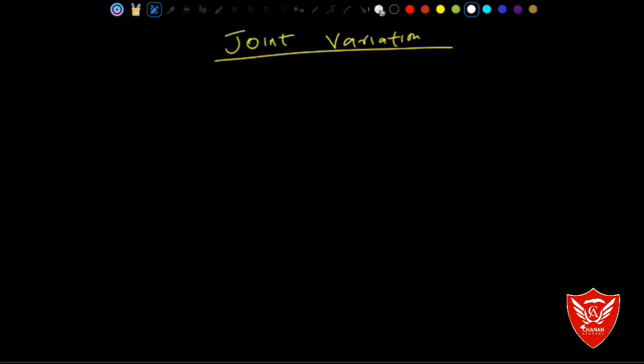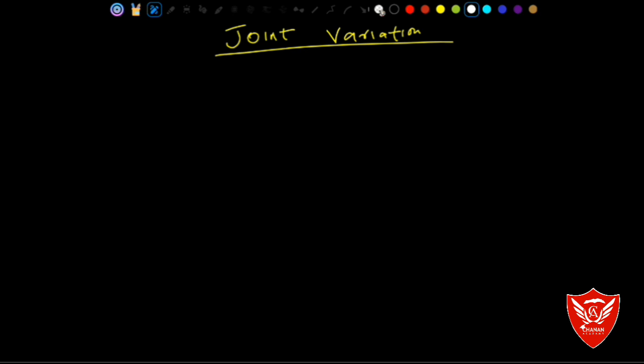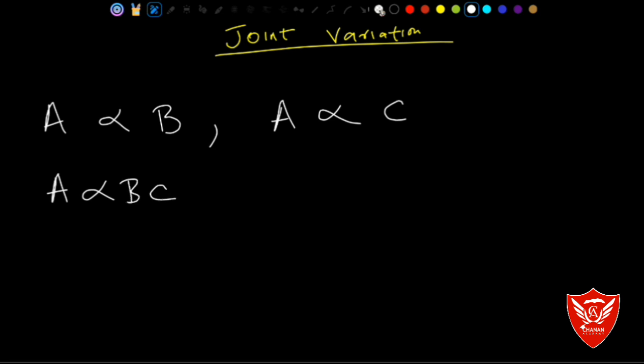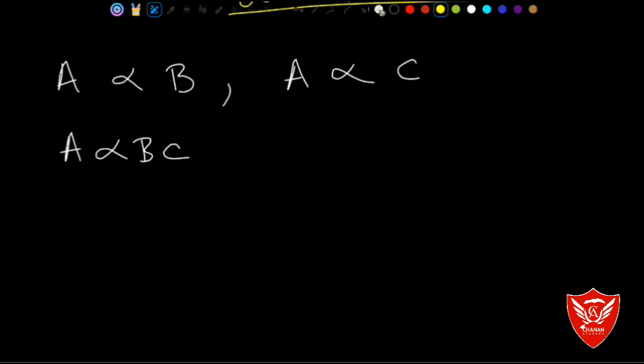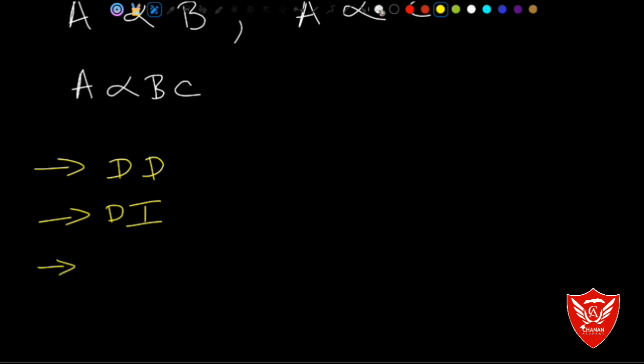Joint variation. Joint variation involves more than 2 variables. It's a process whereby a variable varies with 2 or more variables. For example, we have variable a varies directly as variable b, and also variable a varies directly as variable c. In this case, variable a varies directly as b and c. Now, joint variation can be direct, direct-inverse, or inverse.